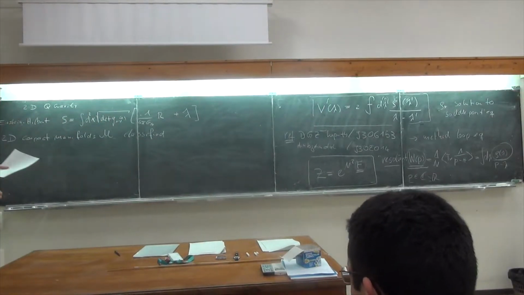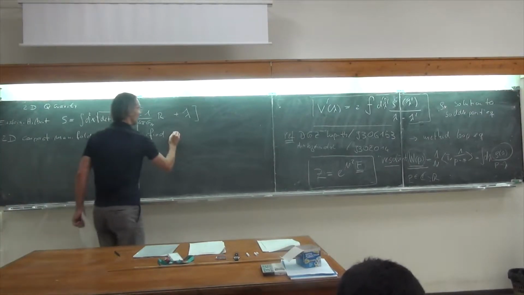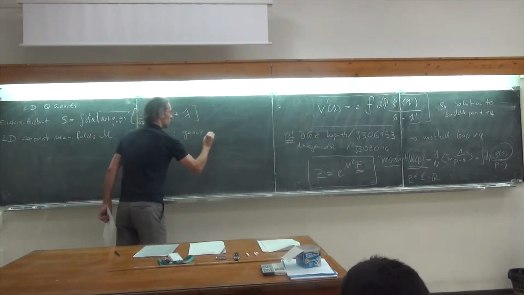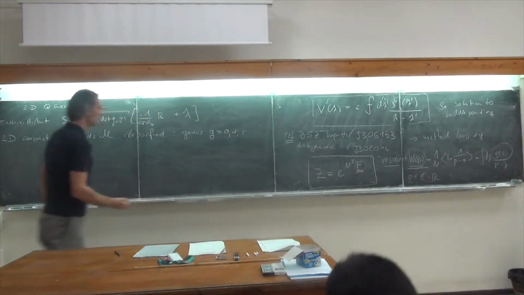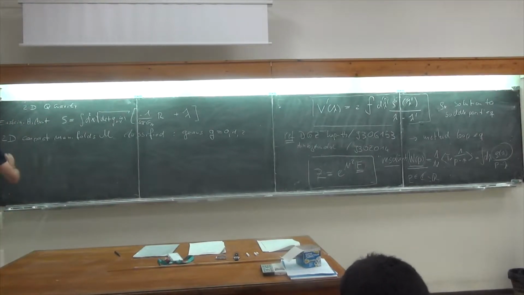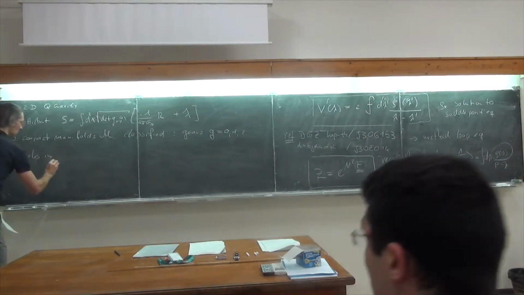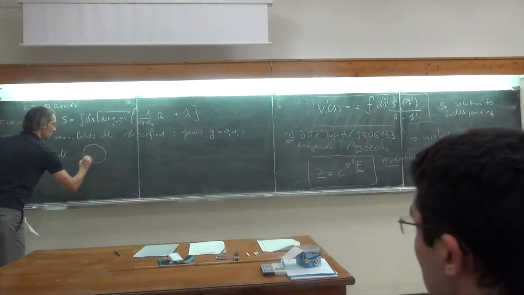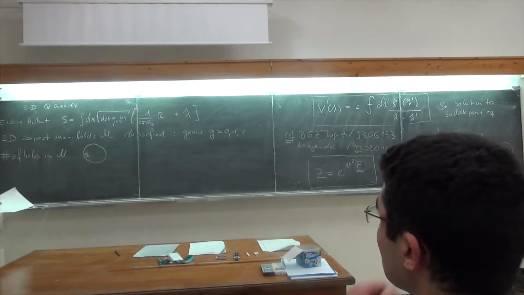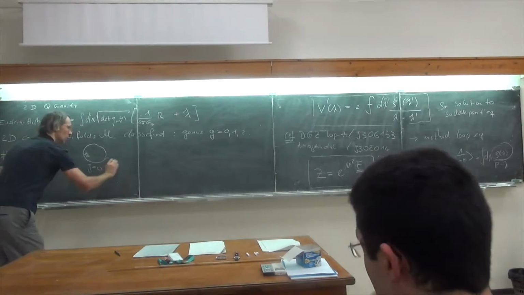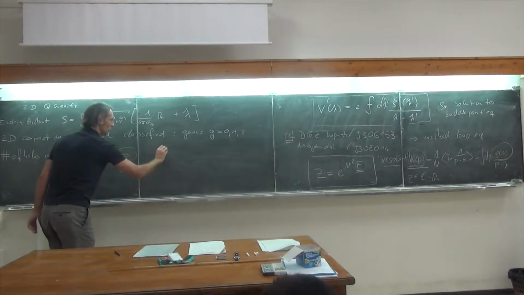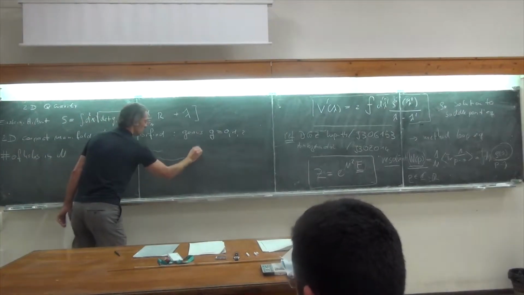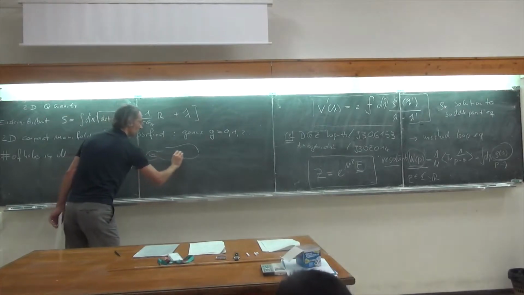Namely, they are classified according to their genus, G, that can take integer values. What the genus counts is basically just the number of holes in M. So this is genus 0, that's just a sphere. Then we have the torus, it's genus 1. And in general, the surface will have G holes. Okay.